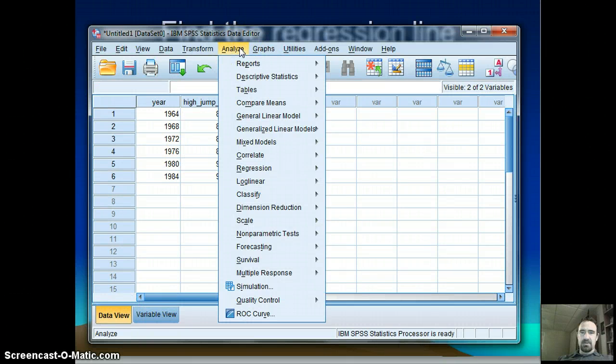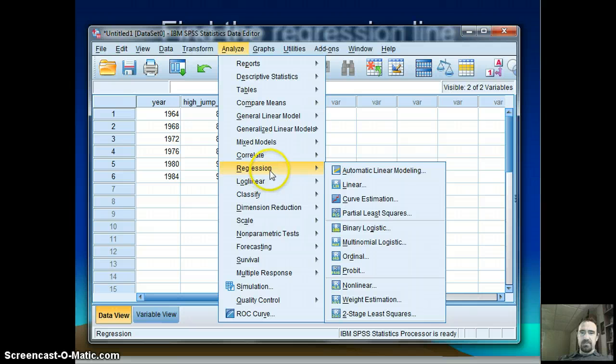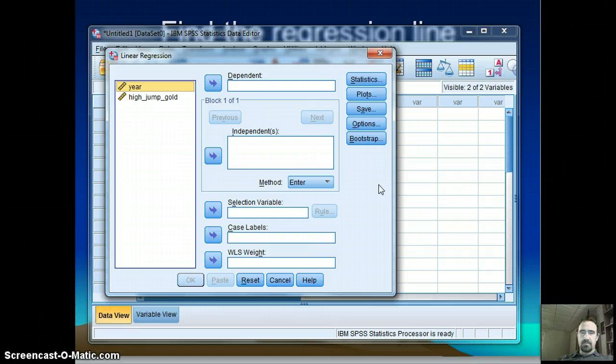What do we do once we are all set there? Simply go to Analyze, Regression, and choose Linear Regression. The dependent variable is our outcome, it's our response, and that's going to be the gold high jump for that year. And what we're trying to use as our explanatory, the independent variable, is the year. So we're going to see if our year explains why the high jumps were going up. And let's just go with the default stuff. We don't need to choose any of these other options.